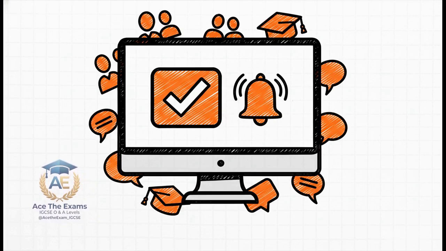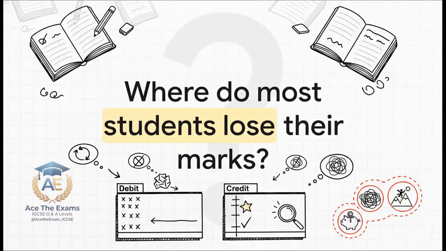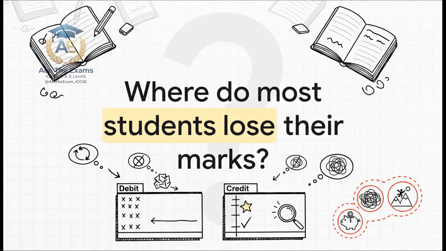All right, back to the masterclass. Section 3, Critical Examiner Warnings. Let's look at how to dodge the biggest traps. We're shifting gears here to share some somewhat harsh truths pulled straight from the Cambridge Principal Examiner reports. These reports are essentially the examiners venting to us, telling us exactly what frustrates them year after year.